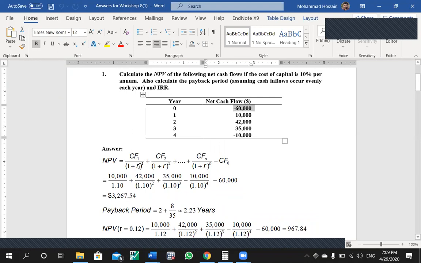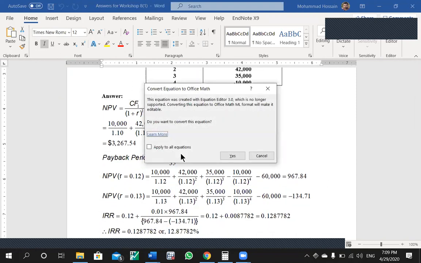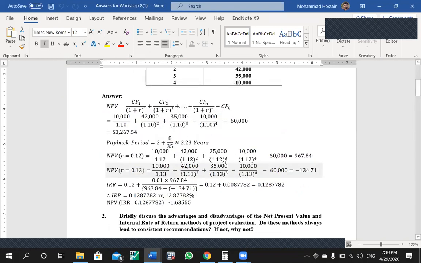So cash flow divided by 1 plus r to the power n. That's the formula they have used here so far. You can see 10,000 divided by 1 plus r, where r is 10%, so 1.10. And they got it at 10%.